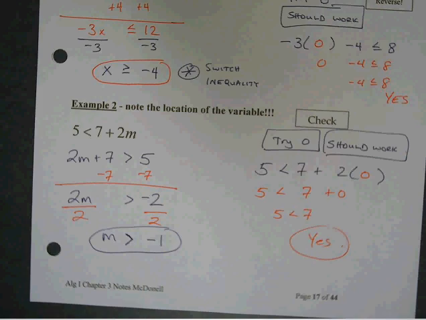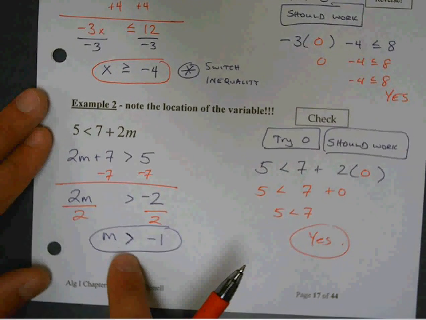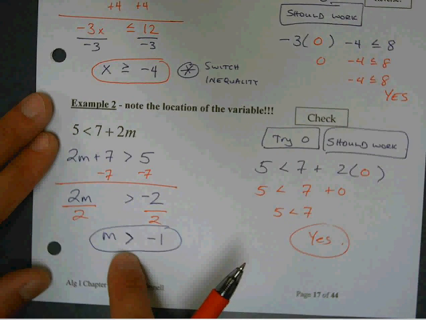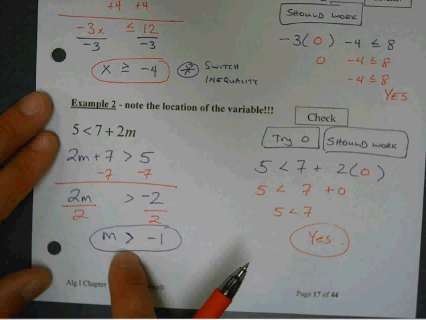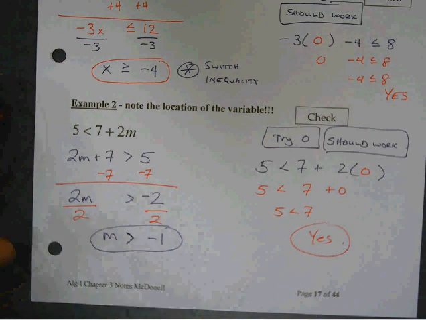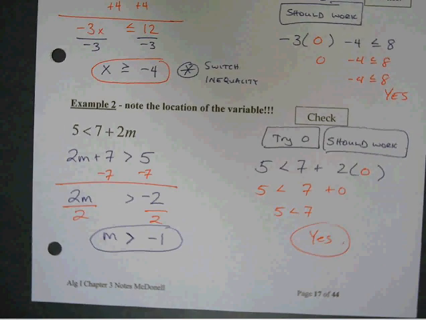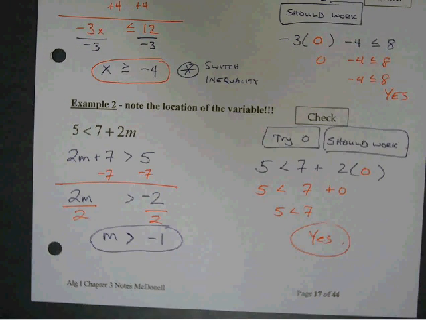If we were graphing this, talk to me about graphing it, Dylan. Open circle or closed circle? Shaded direction. Which way? To the right. Okay. Very good. Questions there? Is this pretty much a review of last week? Hopefully.